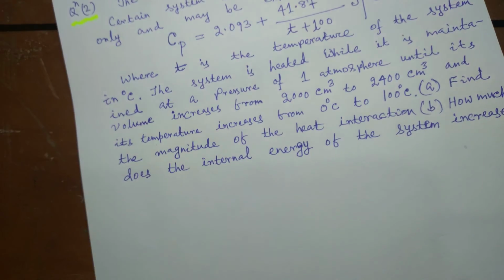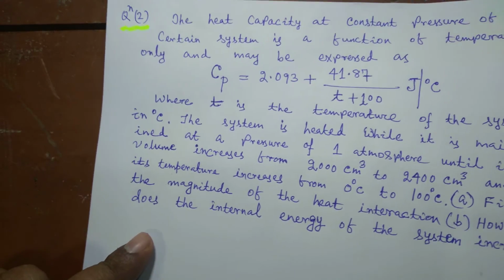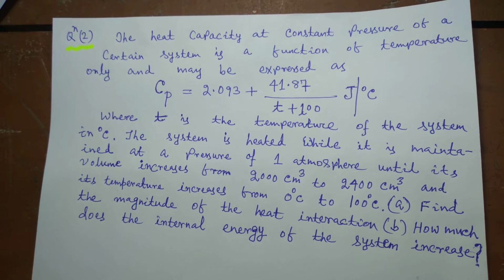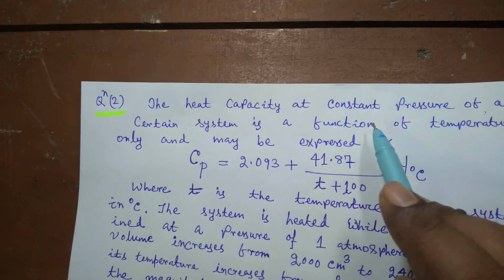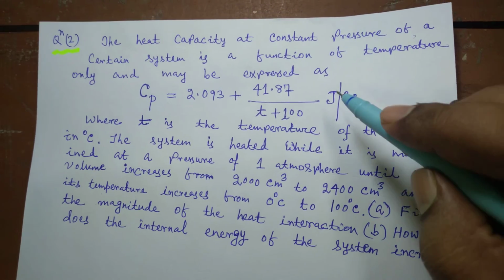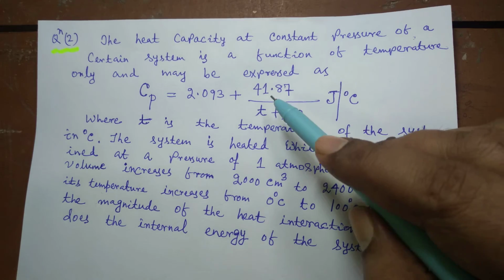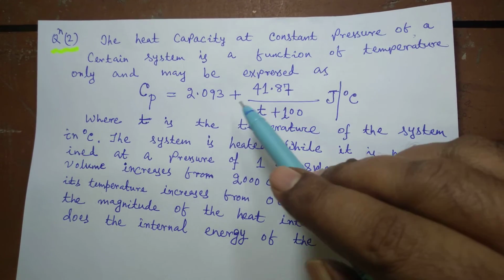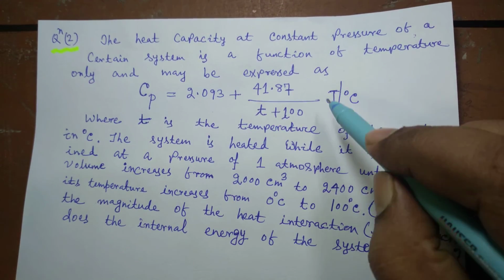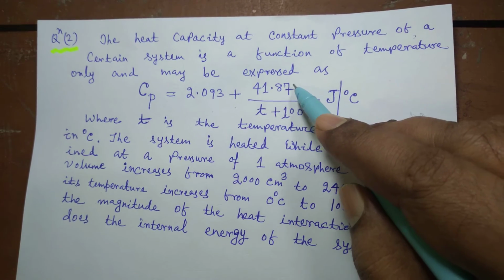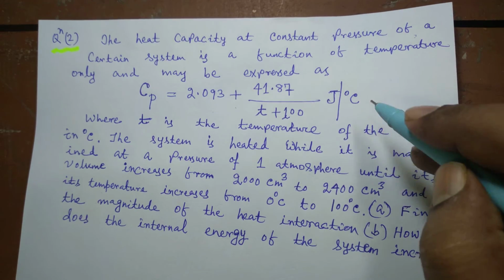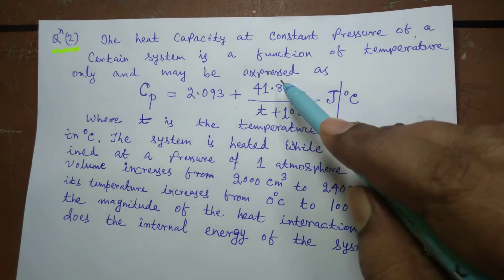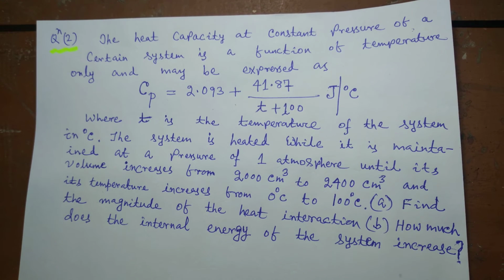So next problem is like this. The heat capacity at constant pressure of a certain system is a function of temperature only and may be expressed as capital Cp. This is 2.093 plus 41.87 divided by t plus 100, and small t is in terms of degree Celsius, and this is a product of mass and small cp. That's why this is capital Cp, heat capacity.